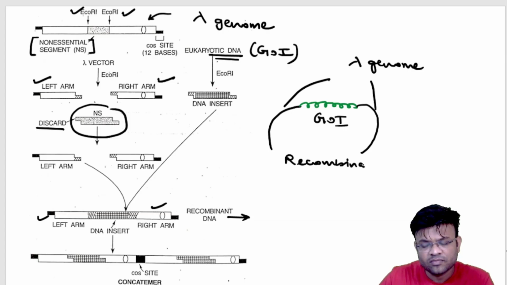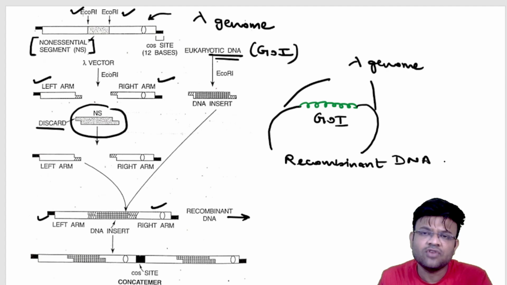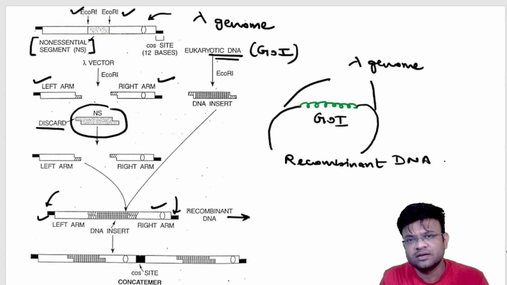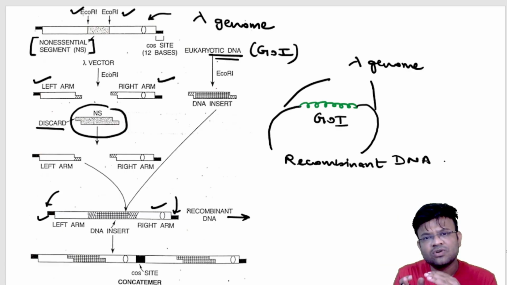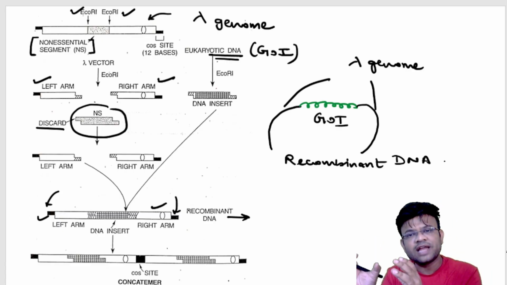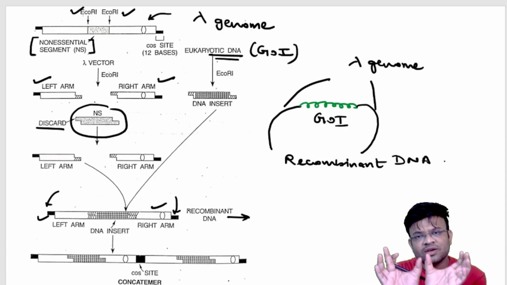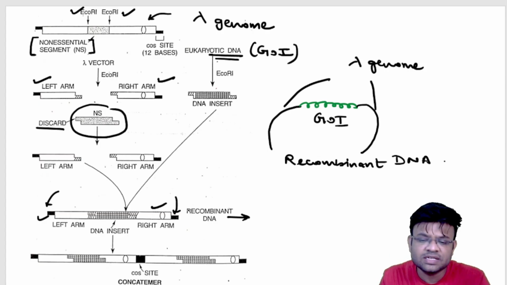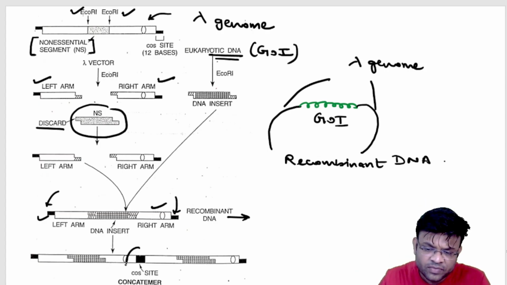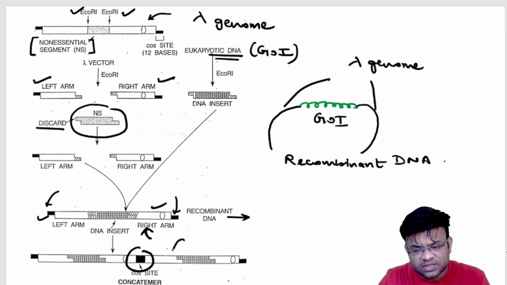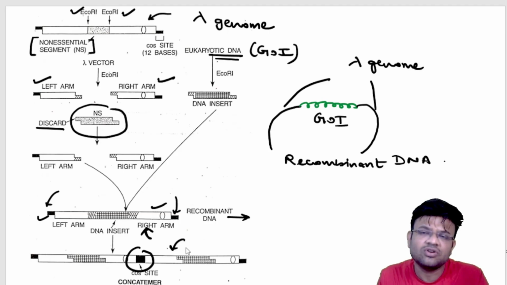Recombinant DNA. After forming the recombinant DNA, the cos sites are still present. Now, with the help of these cos sites, another lambda genome will integrate with the previous one. You can see over here, this is one genome, and it is integrating with the second genome with the help of the cos sites.